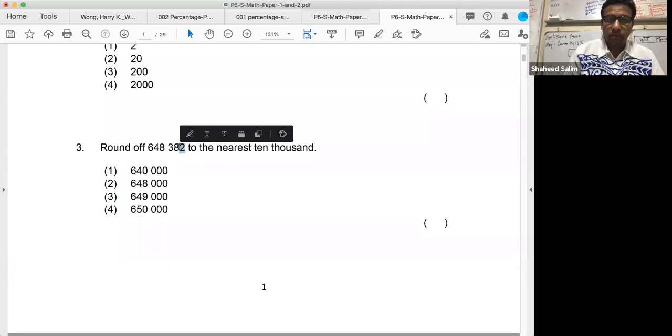This is ones. This is tens. This is 100. This is 1,000. And they want 10,000. 10,000 is here. Look at the digit on the right. 8. So if it's 5 to 9, you add 1 on here. So it becomes 65,000. This is your answer. That's the number 4. Congratulations.